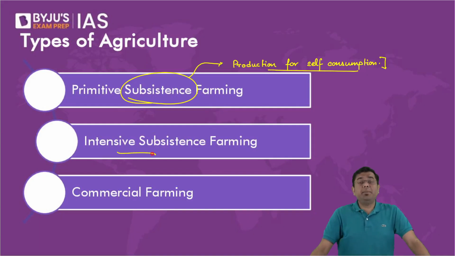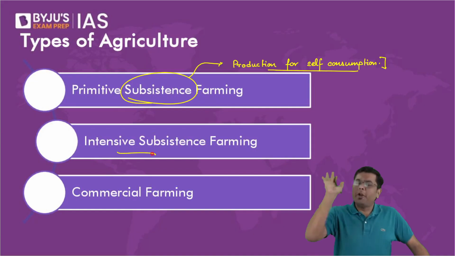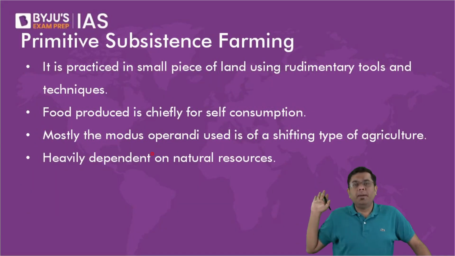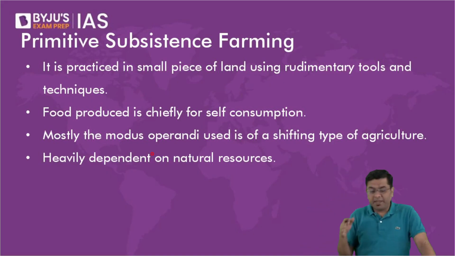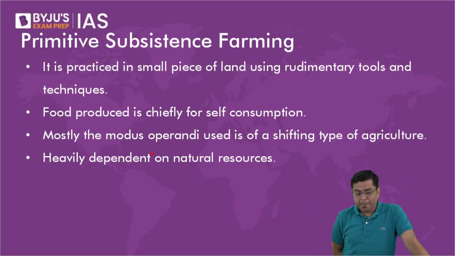Whereas when we say commercial farming, this is cultivation purely for profit, to sell in the market, to earn a good amount of profit. Okay. So very briefly, we'll take a look at these. So primitive, or should we take a look at it tomorrow?